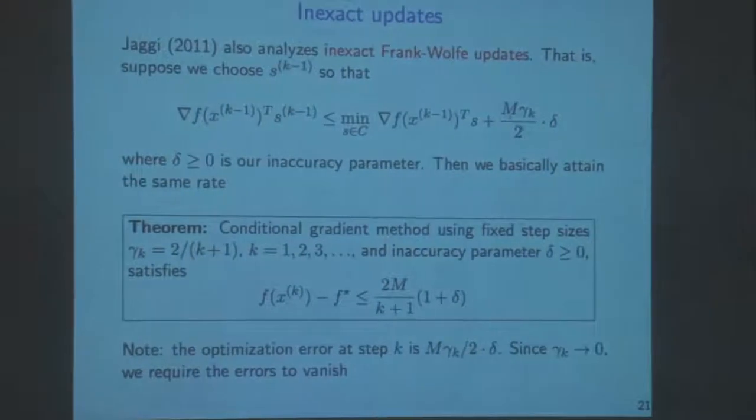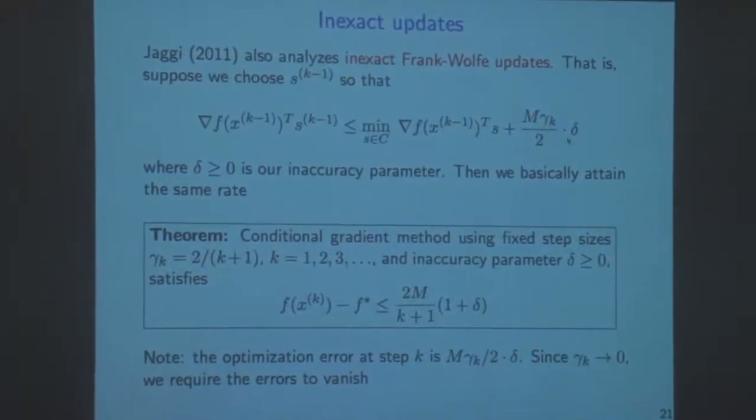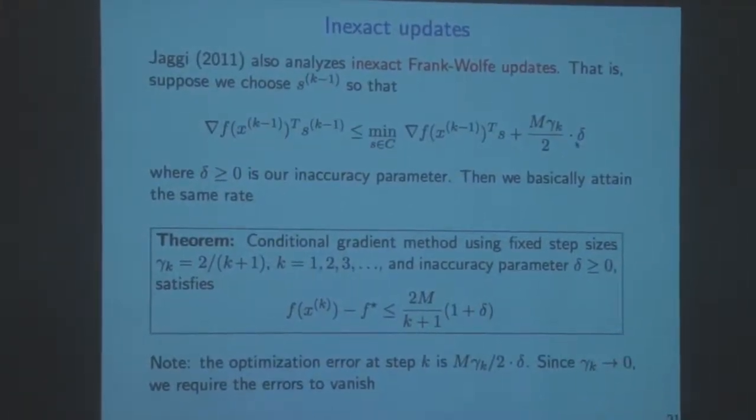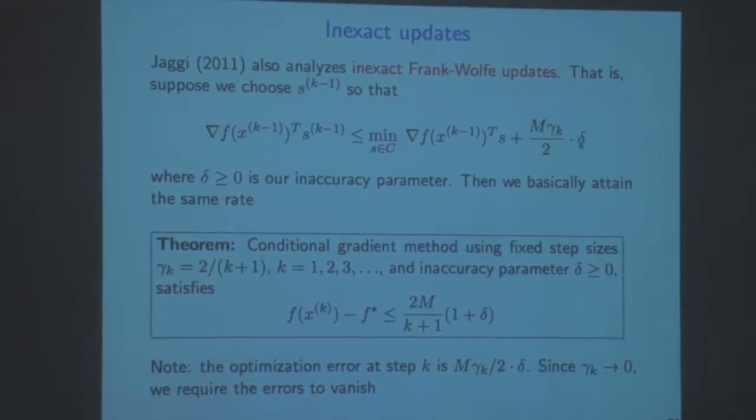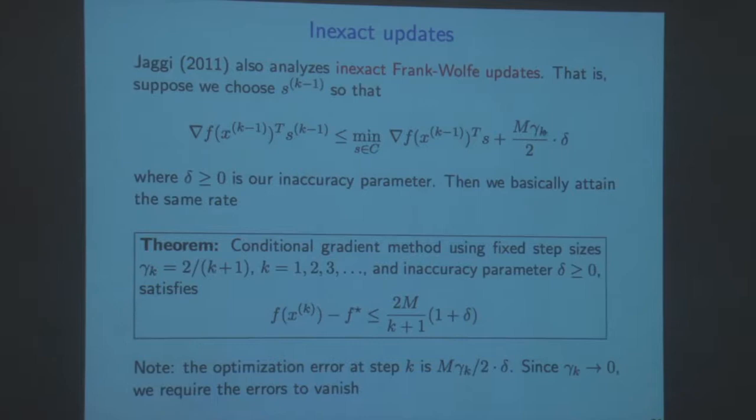One important point is that if you look at how I wrote it, I said suppose that at step k, instead of choosing s_{k-1} to exactly minimize this quantity, suppose we chose it so that it was within the minimum plus an error. That error looks like M times gamma_k over 2 times delta. M is a constant, so that doesn't matter. I could have just sucked that into delta. 2 is a constant, obviously. Gamma_k is what's important here.